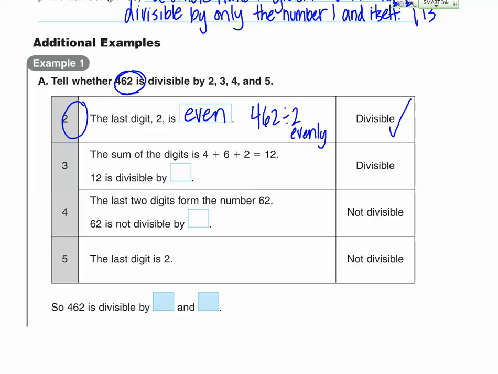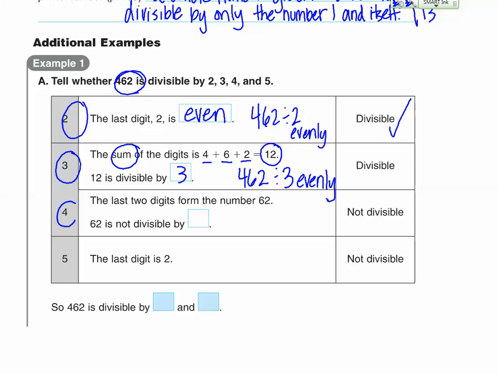Okay. The rule for 3. The sum of the digits. So we have the number 462. You take the sum of the digits, so you add up each digit. 4 plus 6 plus 2, we get 12. If this sum is divisible by 3, here you go, 12 is divisible by 3, and so that I also know that 462 can be divided by 3 evenly. That's good to know.